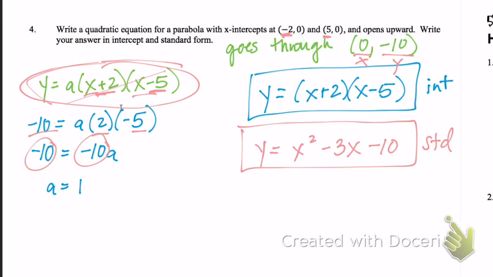So to get intercept form, I'm just plugging in a equals 1. So there's like a 1 here, but you don't have to write that. Then to get standard form, you just FOIL that out, and you get x squared minus 3x minus 10.